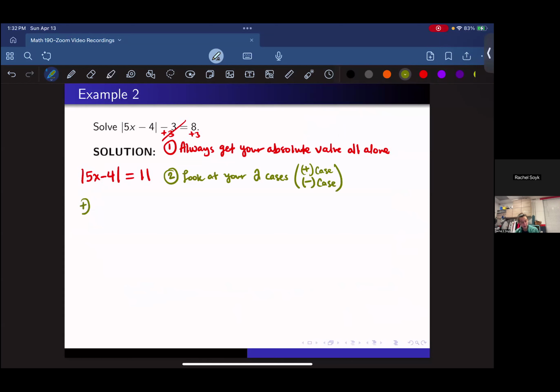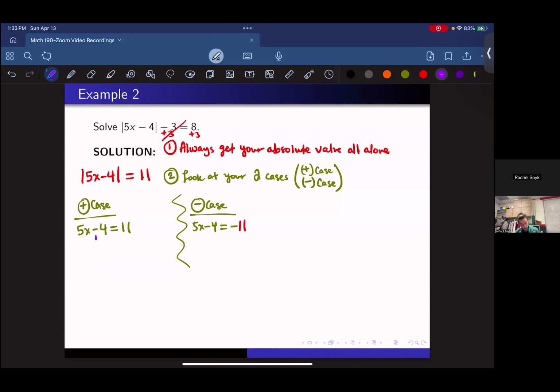So for our positive case, we just want to drop the absolute value symbols. And then you can solve for your x. And for your negative case, we once again drop the absolute value, but this time we need to multiply that left-hand side by a -1. So we're looking at -11. And then we solve.